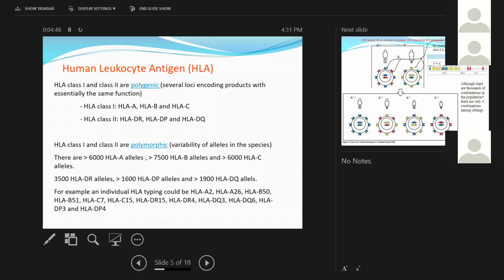Also, HLA is polymorphic. So what does that mean? We don't have only one HLA-A and one HLA-B. No, we have many different types. Today we can say there are more than 6,000 different HLA-As, more than 7,500 different HLA-Bs, and so on. And this is not fixed, it's actually changing. Every day we are discovering new HLA alleles.